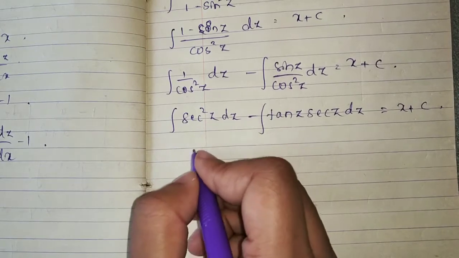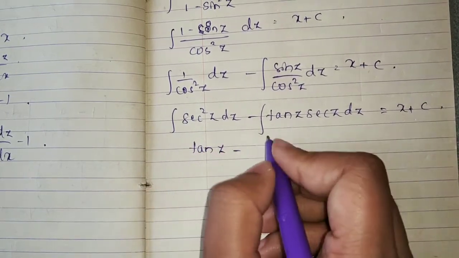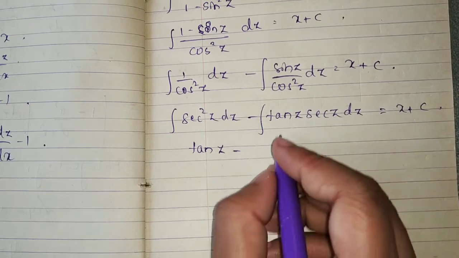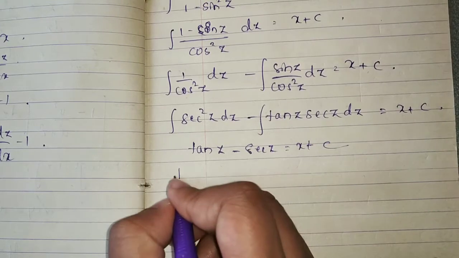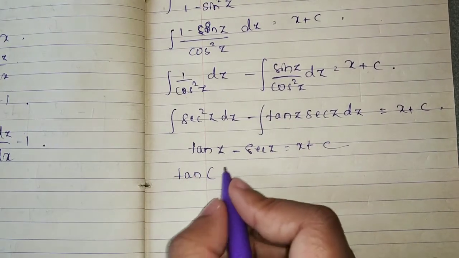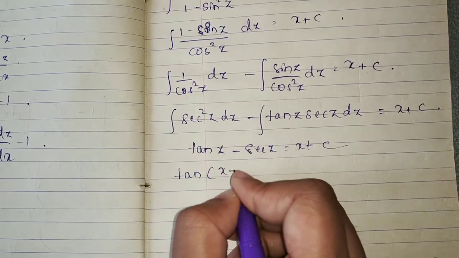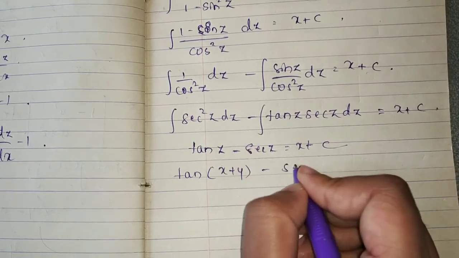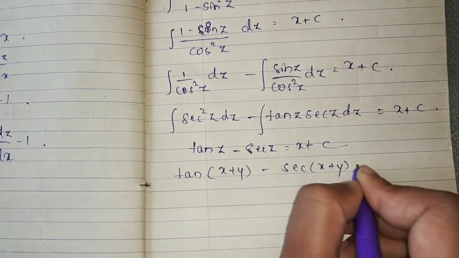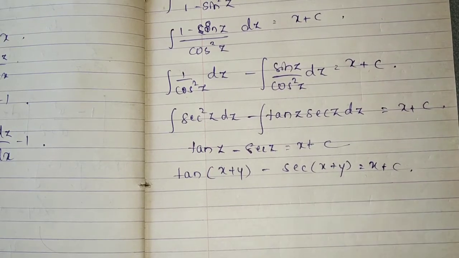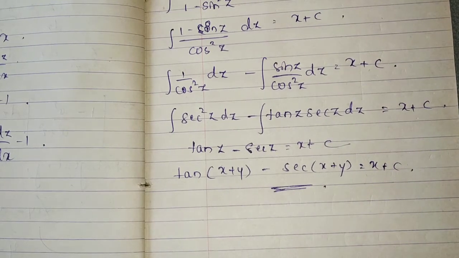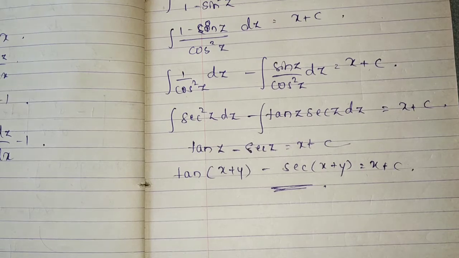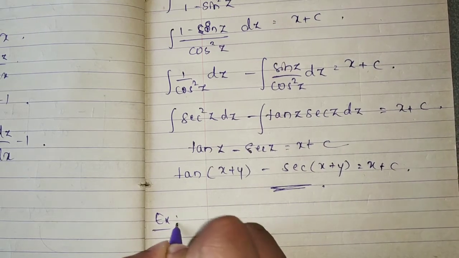Integration of secant square z is tan z minus integration of tan z into secant z is secant z, equal to x plus c. Now resubstitution should be there. The value of z is x plus y, so tan of x plus y minus secant of x plus y equal to x plus c, which is the required general solution, where c is an arbitrary constant. Am I clear? So this is about the method.